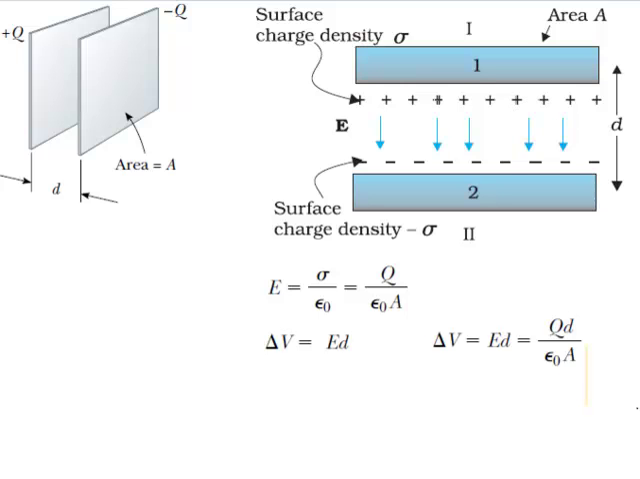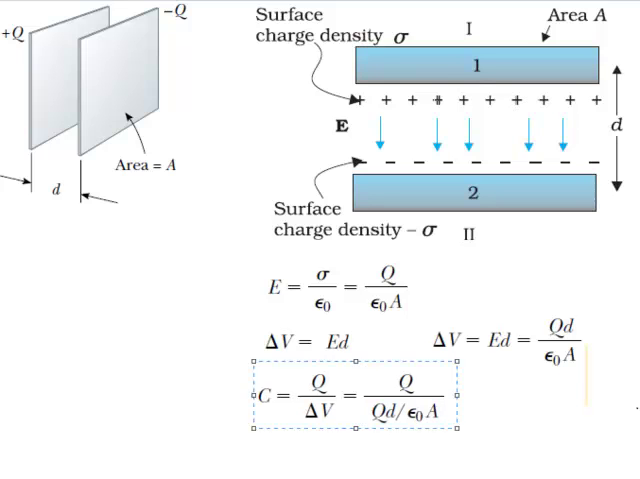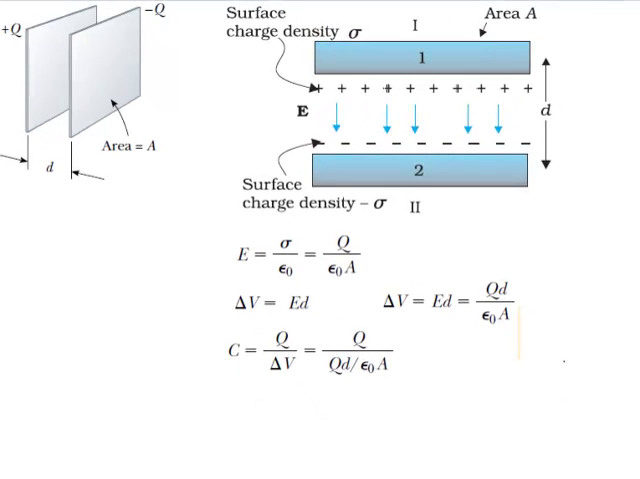The basic equation of capacitance is Q is equal to CV, which gives C is equal to Q upon V. Using this basic concept of capacitance of a capacitor, we place the value as Q upon delta V becomes equal to C. This is QD upon epsilon naught A in the denominator, and the numerator has Q. So we place these values, and on calculation we get the capacitance of the parallel plate capacitor as epsilon naught A upon D.